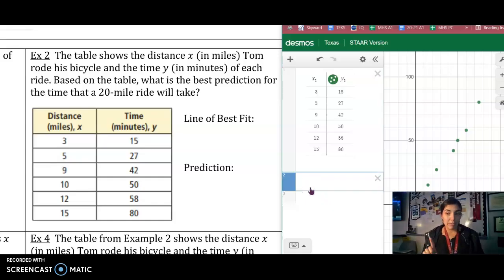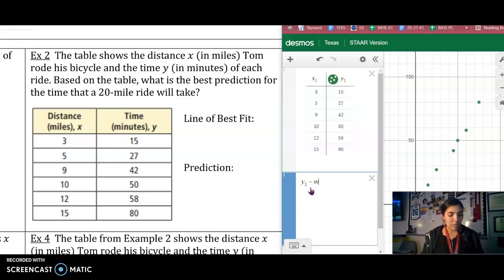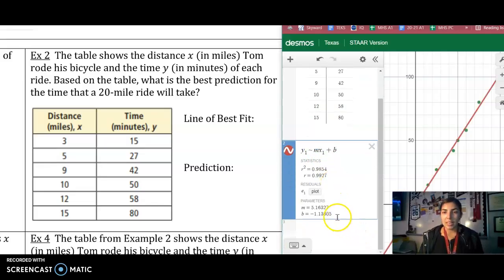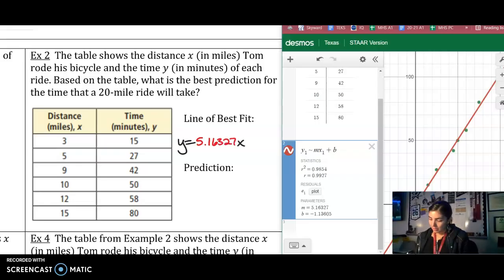We use equation number 9, but fancy. y1 squiggly line mx1 plus b, and it's going to give me the m and the b. So my line of best fit here, my slope and my y-intercept, is y equal to 5.16327 times x plus minus 1.13605. Again, I don't really care about rounding. We're just writing the line of best fit. We'll talk about rounding later.